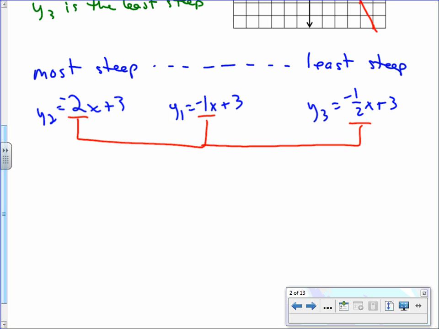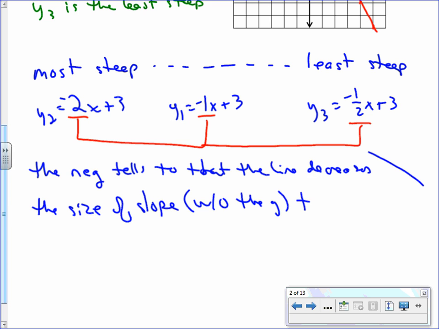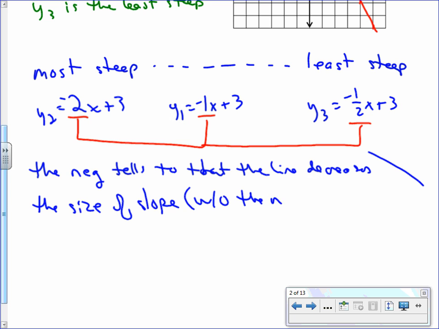The negative tells you that the line decreases. It means you draw it downhill, okay? But the size of the slope, that is, look at the number without the negative, it tells you the steepness.